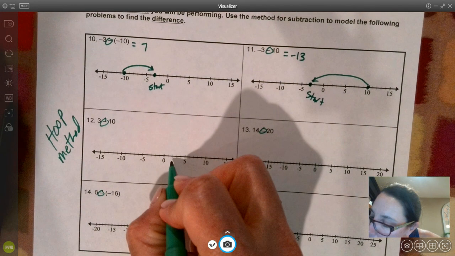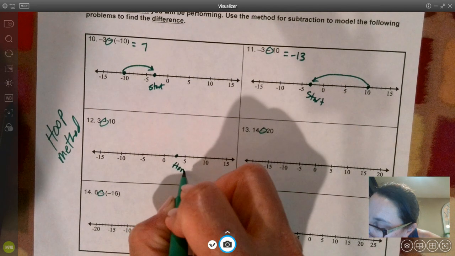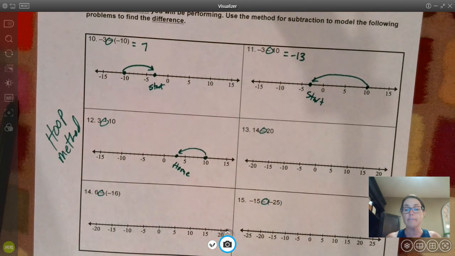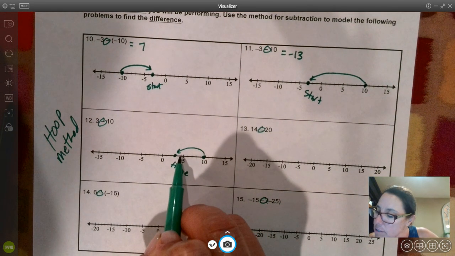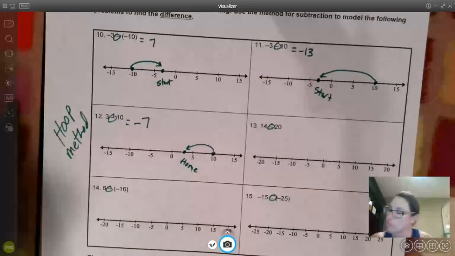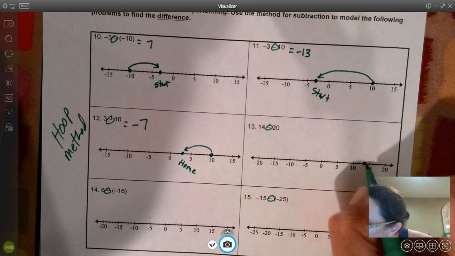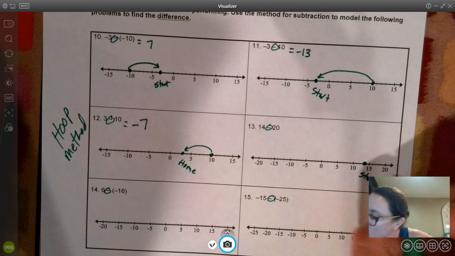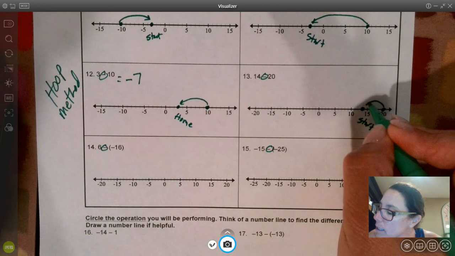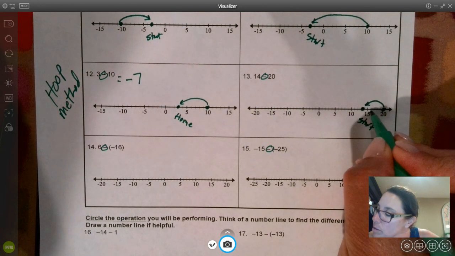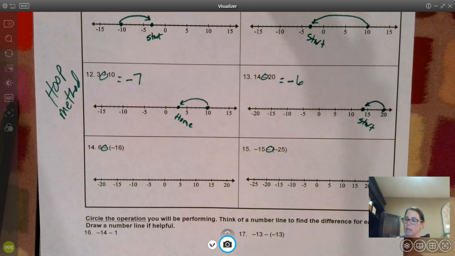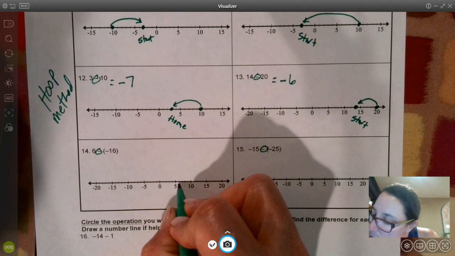All right, this guy, +3, home, start, +10. How do I get back home? I go to the left, 1, 2, 3, 4, 5, 6, 7 units, left 7. Okay, +14, start or home, positive 20. How do I get back to start? How do I get back home? So I go left, 1, 2, 3, 4, 5, 6 units. Left 6.